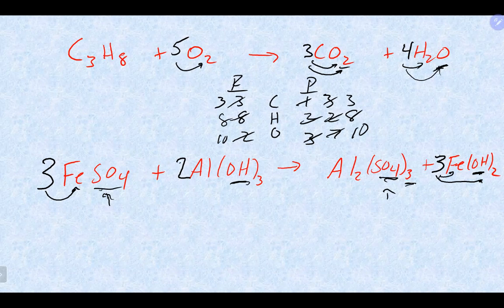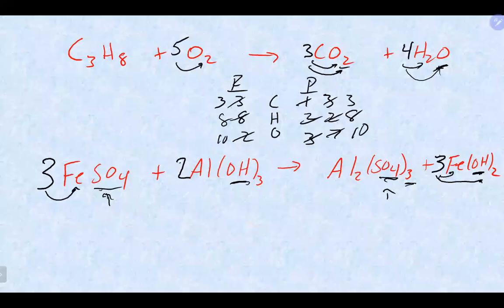So it's sometimes a lot faster and a lot easier, when you have equations that have polyatomic ions on each side, to just balance those first and keep them together, and everything falls into place a lot easier. Any questions on any of that?